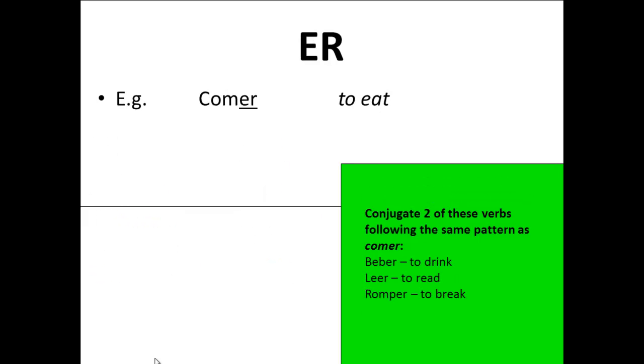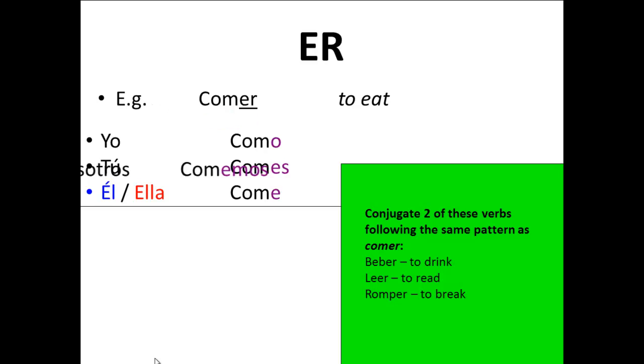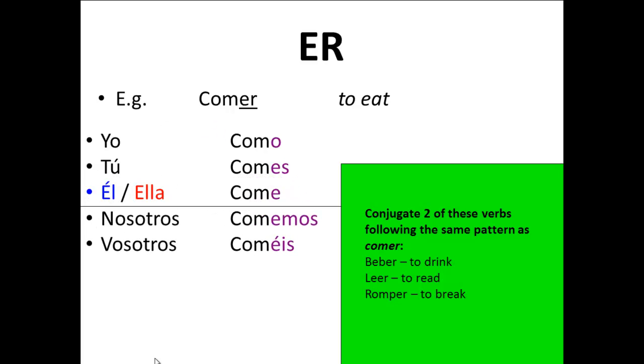Now let's look at an ER verb, comer, to eat. Como, I eat. Comes, you eat. Come, he or she eats, or usted, the you formal form, you eat. Comemos, we eat. Coméis, you plural eat. Comen, they eat. Now copy this verb down and then conjugate two of these other verbs following the same pattern as comer. Pause the recording before you carry on.